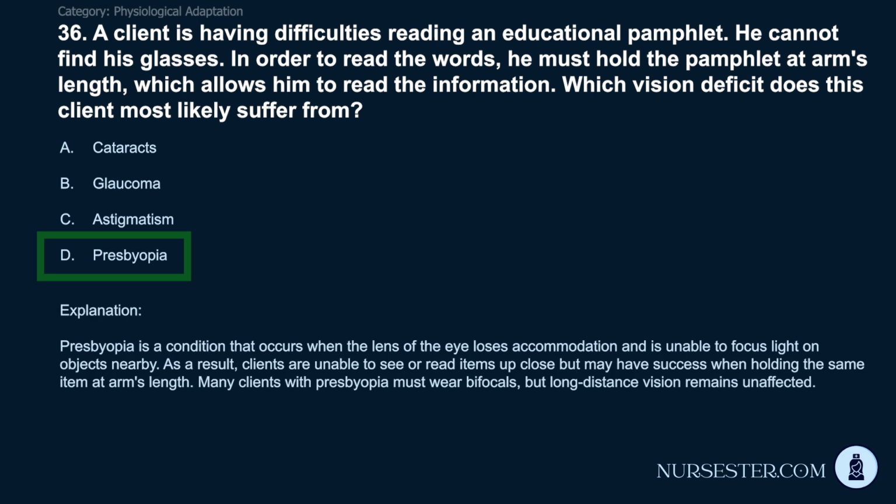Presbyopia. Presbyopia is a condition that occurs when the lens of the eye loses accommodation and is unable to focus light on objects nearby. As a result, clients are unable to see or read items up close but may have success when holding the same item at arm's length. Many clients with presbyopia must wear bifocals, but long-distance vision remains unaffected.